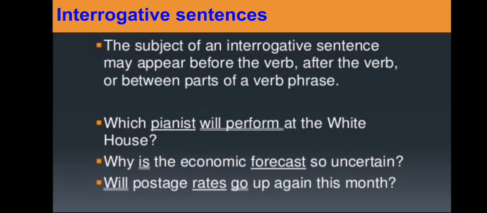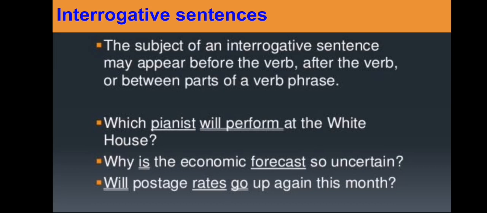In the interrogative sentences, the subject of an interrogative sentence may appear before the verb, after the verb, or between parts of the verb phrase. Let's understand it with examples. Now, which pianist will perform in the White House? Now here, pianist is the subject and will perform is the verb. Now you see, the subject is coming before the verb.